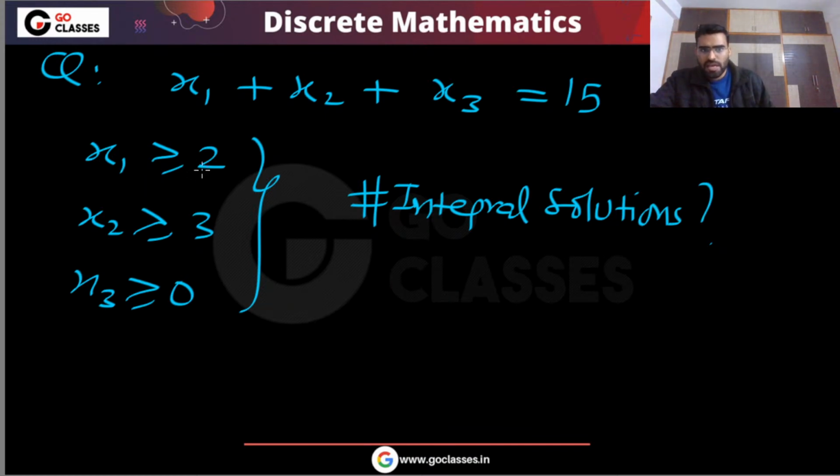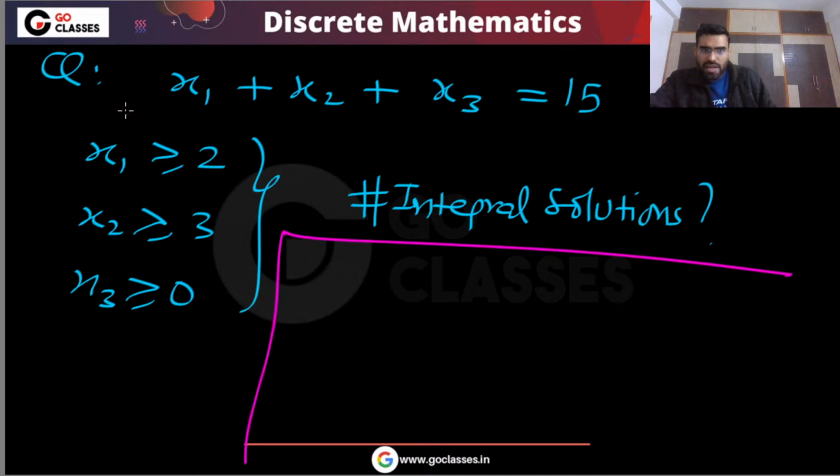See, very simple, because x1 must be at least 2. So directly put 2, directly give 2 to x1.